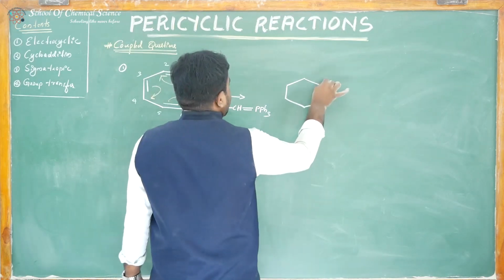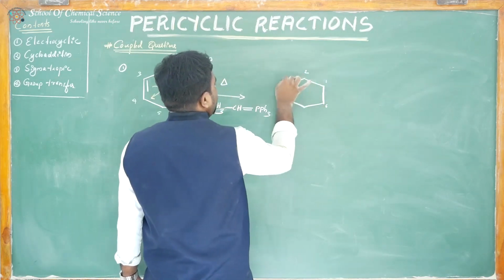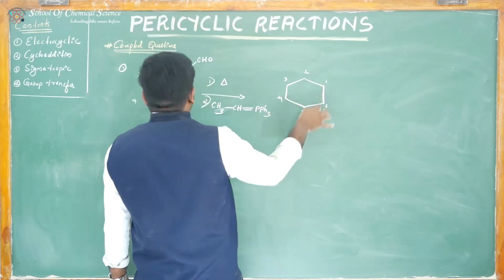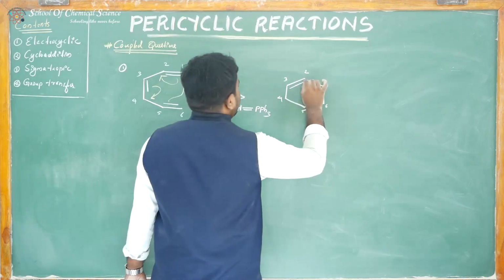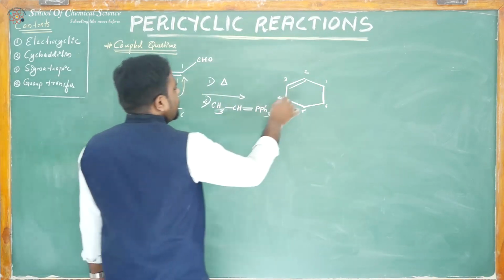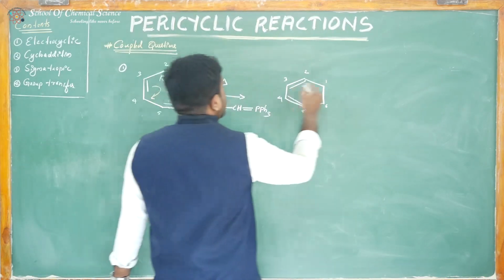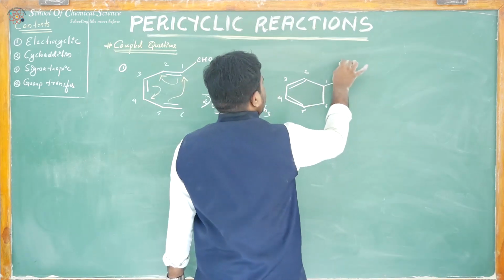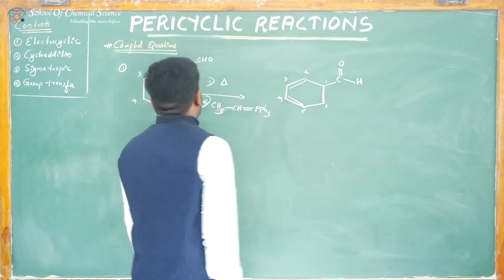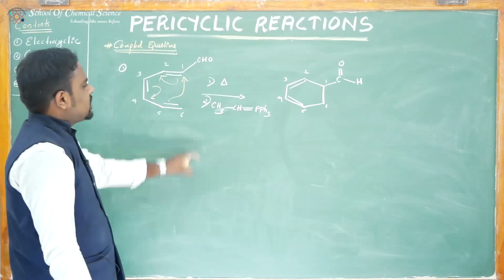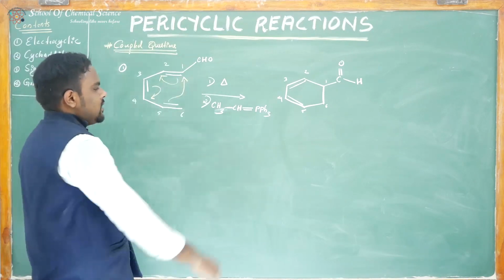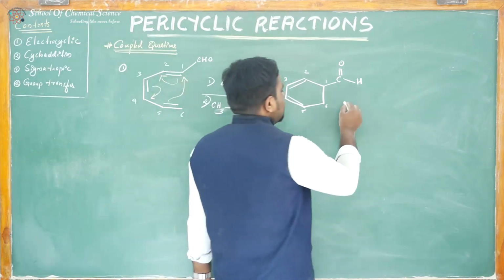In that ring, giving numbers 1, 6, 2, 3, 4, 5. Between 1 and 6 a new sigma bond is formed. Between 2 and 3 a pi bond is there. Between 4 and 5 a pi bond is there. At the first carbon there is a CHO. So that is the product formed in the first step under thermal condition. Then what is the next reagent?